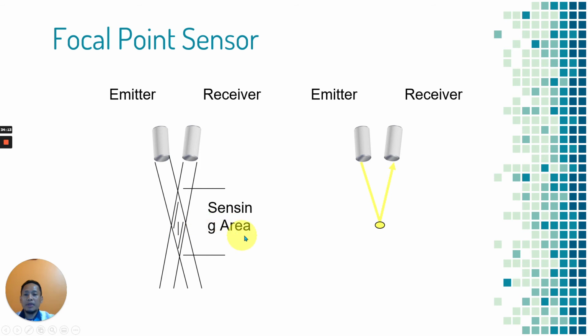So from this sensing area, the emitter transmits a light, and then at the specific sensing area of the focal point sensor, it will reflect to the receiver.